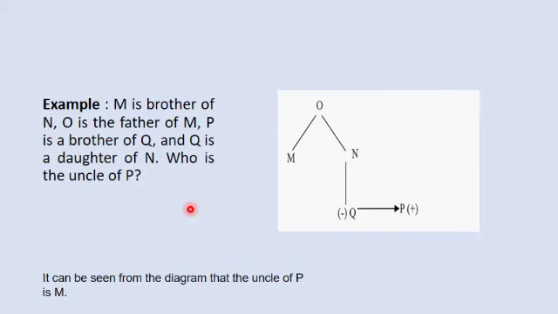The next example in vertical relations. Question is, M is the brother of N, O is the father of M, P is the brother of Q, and Q is the daughter of N. Who is the uncle of P? So here the relationships are shown like this. M is the brother of N. M and N are brothers, so that is why they are shown. And O is the father of M means O is the father of N also. So that is why O is shown here.